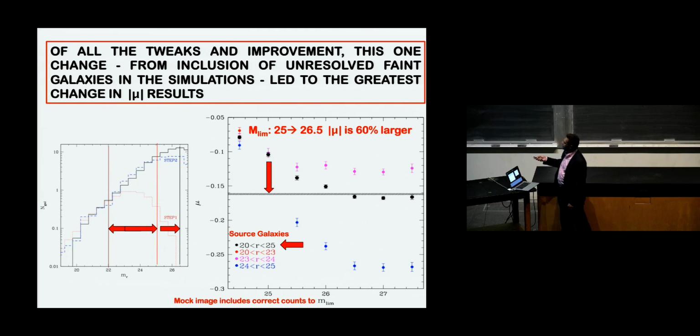So this is just a plot that shows the multiplicative bias. If you stop and only include the 25th magnitude objects in your mock images and then do the pipeline analysis, you get a multiplicative bias up here. But if you then allow for faint galaxies, the multiplicative bias actually grows in magnitude until it saturates at some point where you have so many galaxies that you're starting to, yeah.